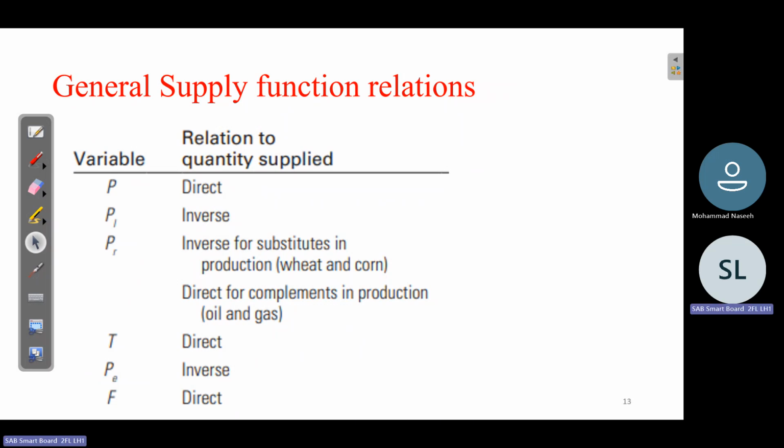Price increases, profit increases, therefore quantity supplied increases. Next is PI. What is PI? Price of input. Price of input increases. What will happen to your profit motive?